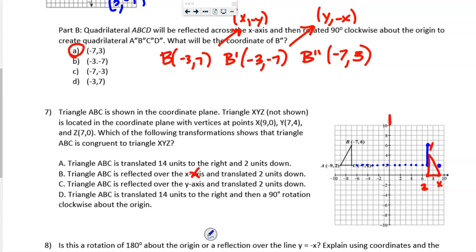So this is a reflection, right? But look, something else obviously happened. It also went 2 units down, didn't it? Okay, so that's why the answer is C.